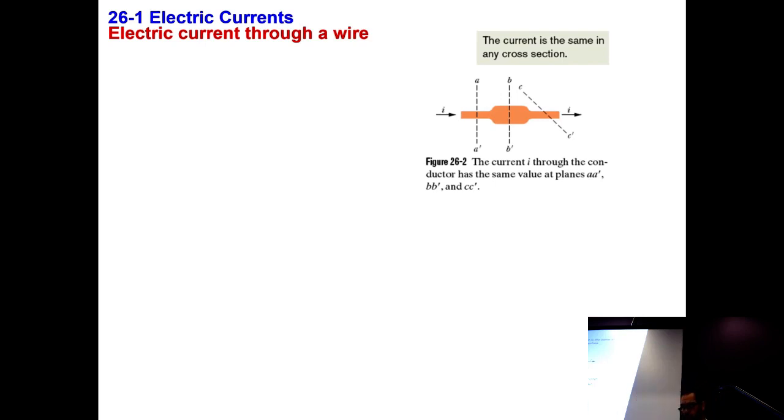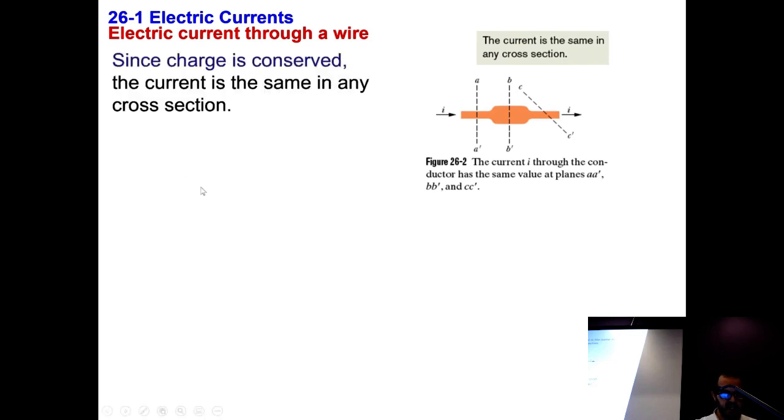The current is similar to the flow. It's charges per unit time. In the case of the hose, it's liters per minute or liters per second. Okay, so that does not change. The current is going to be the same. So we say, since the charge is conserved, there is no way for the charge to leave. There is empty space around this conductor. The current is the same in any cross section.